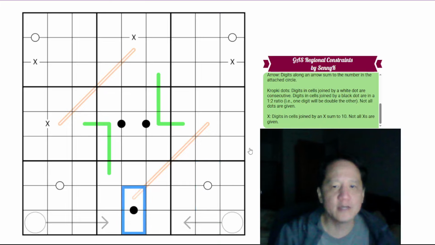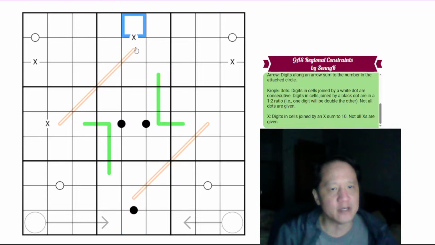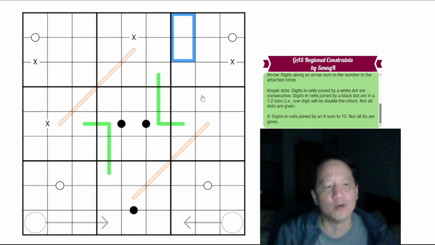And finally, we have X, where digits in cells joined by an X sum to 10. And not all X's are necessarily given. I prefer adding that because saying not all X's are given implies that there are other scenarios where you do have 2 digits adding up to 10. Guaranteed. And you won't necessarily want that.